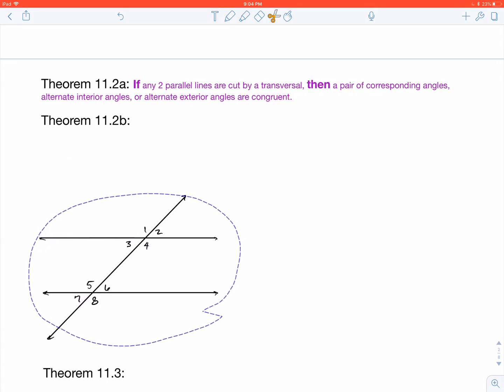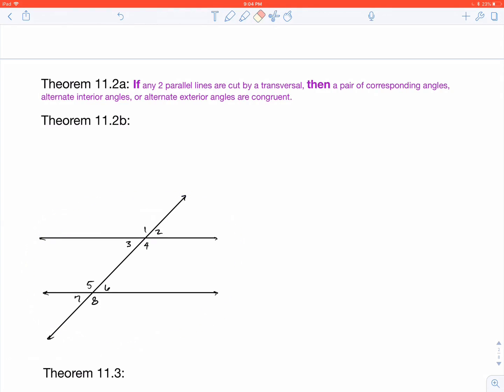Then what you're going to know, if you have that, is that your corresponding angles, your alternate interior angles, and your alternate exterior angles are going to be congruent. Now I know I have not defined those terms for you, but we will be talking about those in class. So just for now, know that if you have two parallel lines cut by a transversal, these three pairs of corresponding, alternate interior, or alternate exterior angles are going to be congruent to each other.